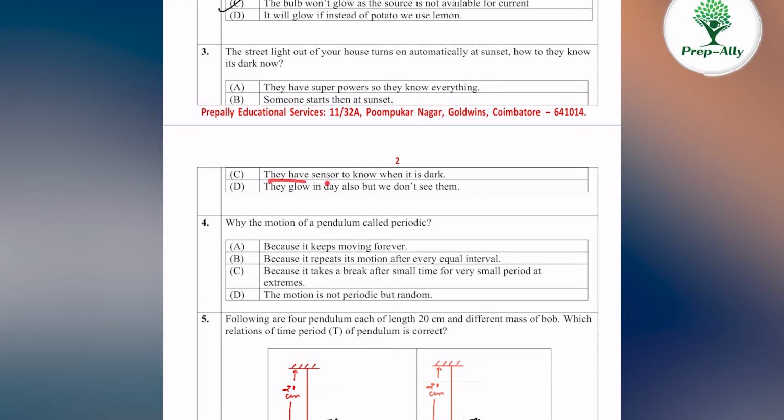And the third option, they have sensors to know when it is dark. That is correct. You see, in street lights we have sensors. Because of those sensors they get to know that there is no light available around, so they will start. For example, in some buildings you see water taps. When you put your hand under them, the water will start to flow because they have sensors in them. So the answer to this question is C. And the fourth option says they glow in the day also, but we don't see them. That is also incorrect. They don't glow in the day, they glow in the evening and night only.